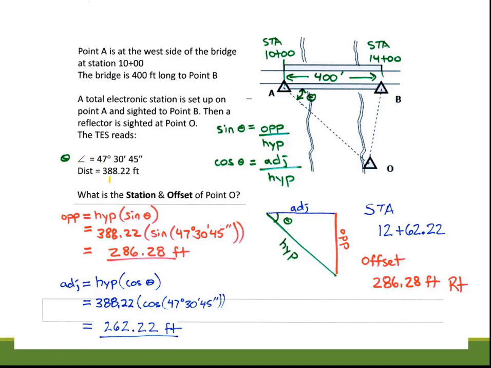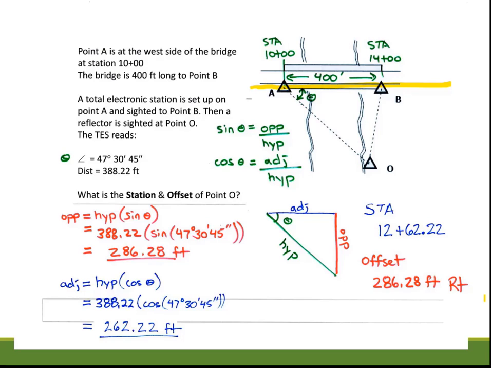What I'm going to use is angle and distance to determine the station and offset. So we have our equation for sine and cosine, right? In this case, the adjacent side, using that angle theta, will give me the distance along the alignment. And the opposite side will give me the offset away from the alignment. So, the station and offset away from the alignment of this bridge.